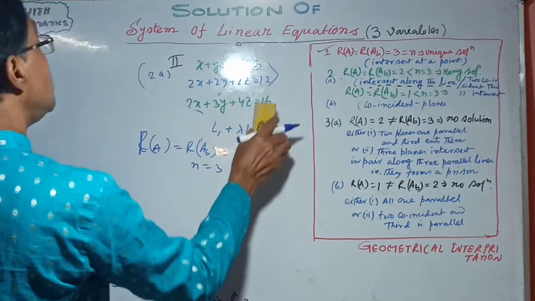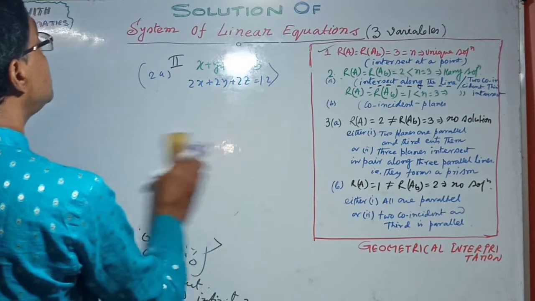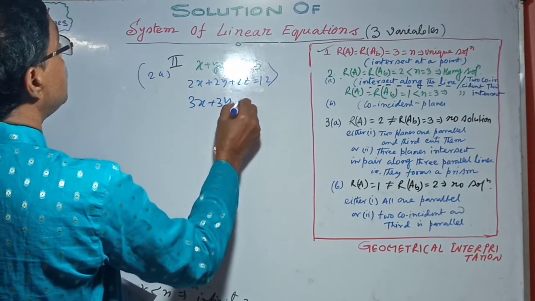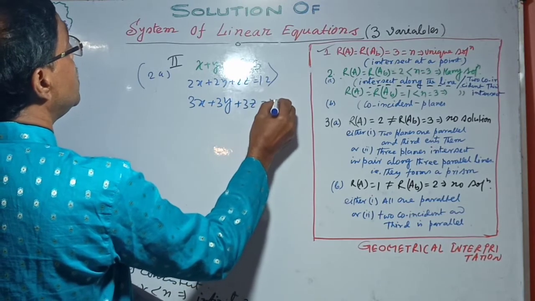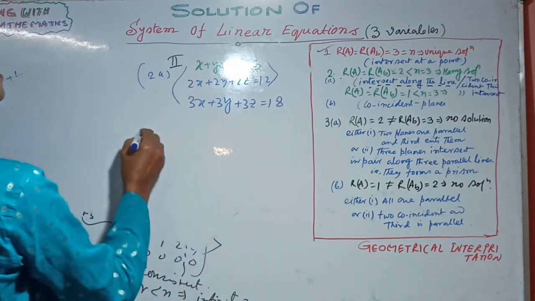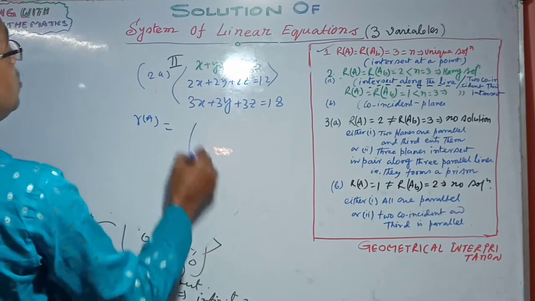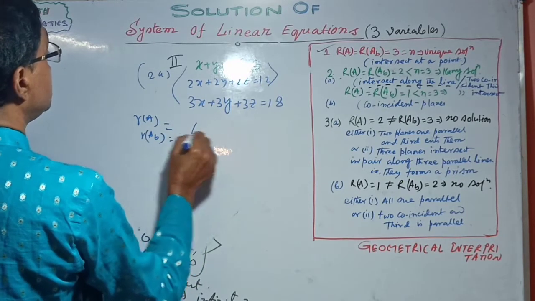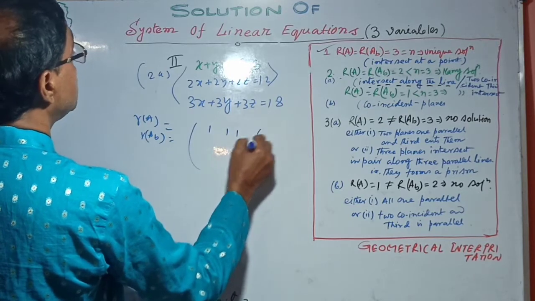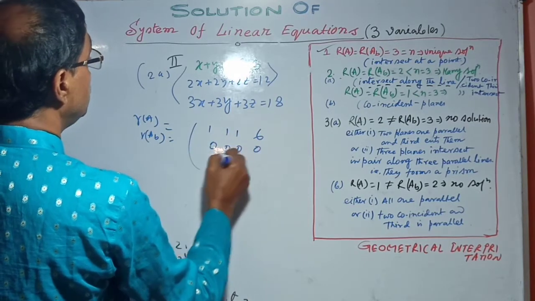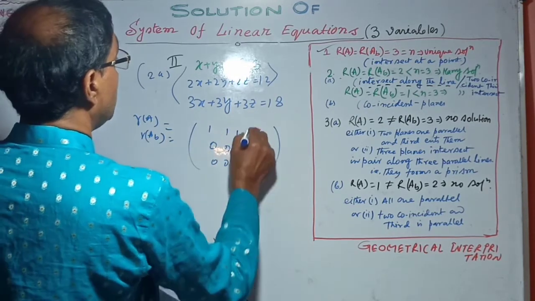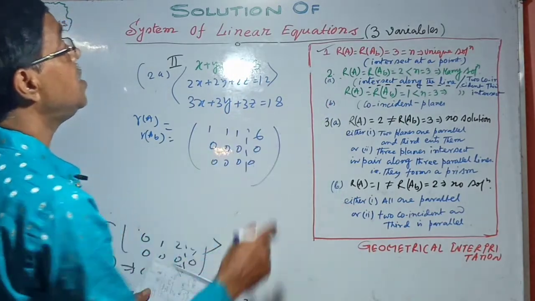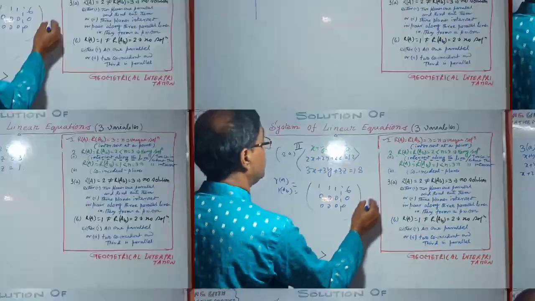Also again we change the third equation: 3x plus 3y plus 3z equal to 18. Then rank of A equals rank of the augmented matrix, which is also 1 1 1 6 and reduces to 0. Thus three coincident planes. So it has many solutions in this case also.